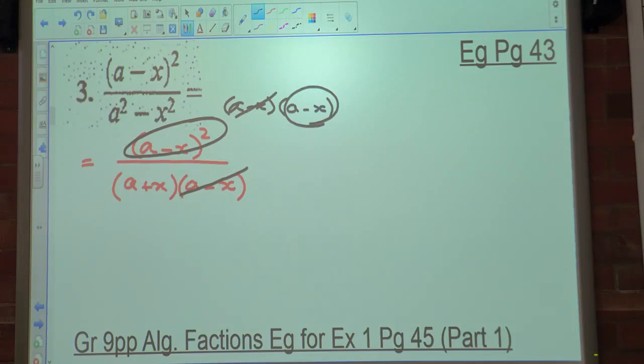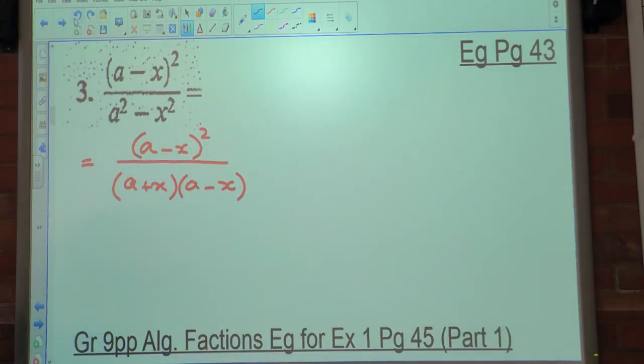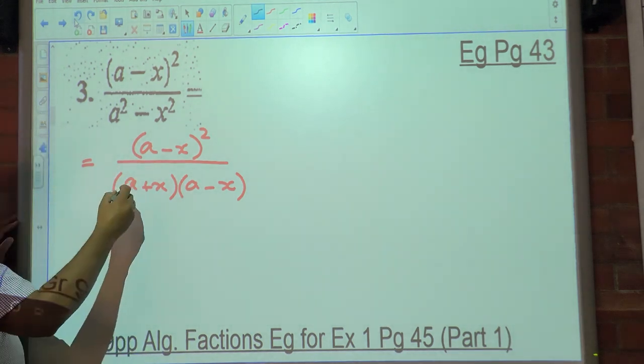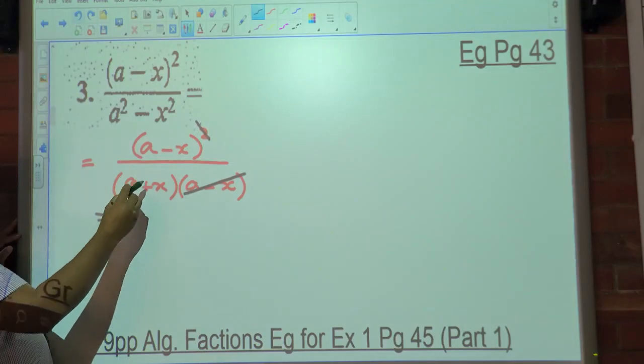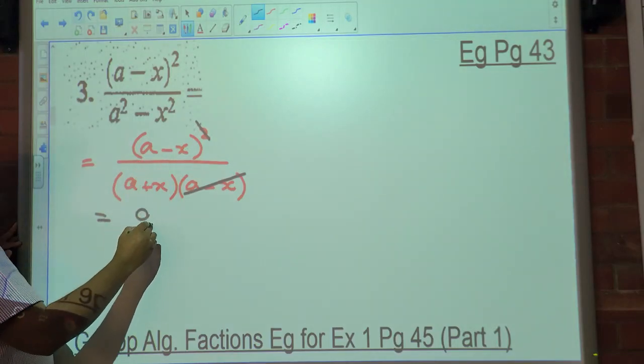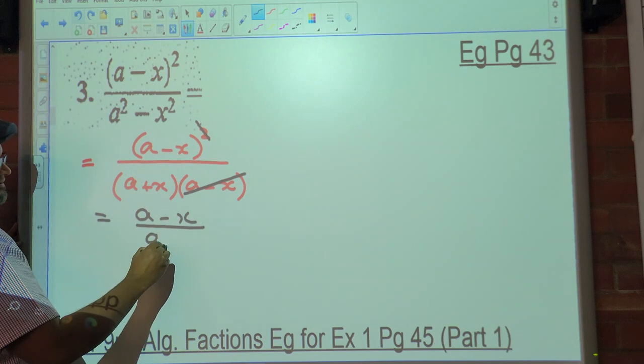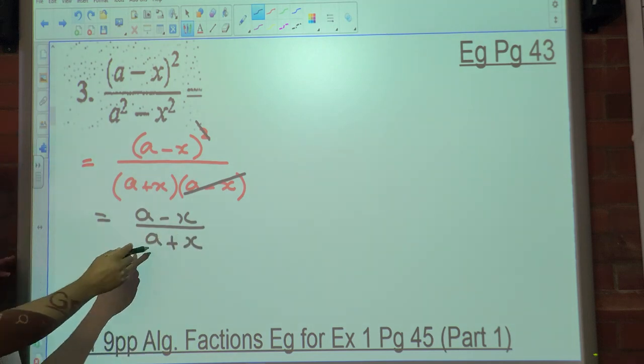Not so? But we won't always write that down, so how do we approach that? We just say a minus x cancels with one of the two. Leave you with a minus x over. Can anything cancel here? No.